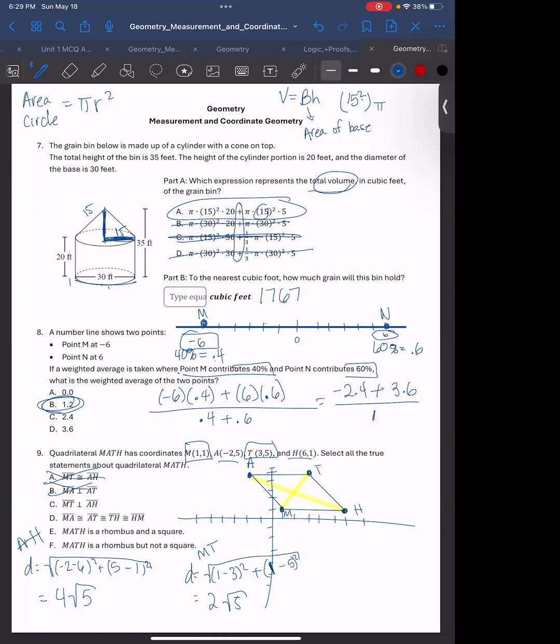Okay. Now the next one, MT and AH. So now I need to check if these are perpendicular because it's talking about diagonals and I don't see that very easily. So I need to do what to find if they are perpendicular? What's the magical thing that will help me figure it out? Is it the distance formula again? Not the distance formula. Begins with an S. It's on your reference sheet.